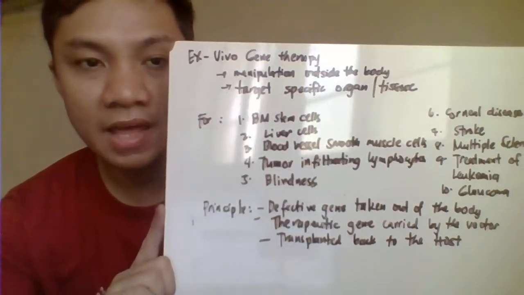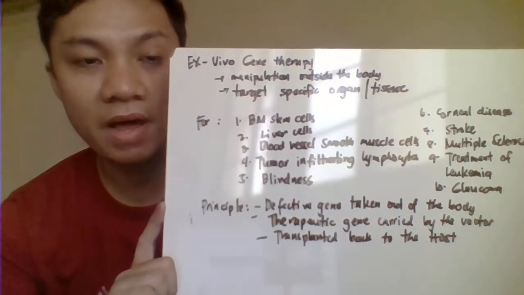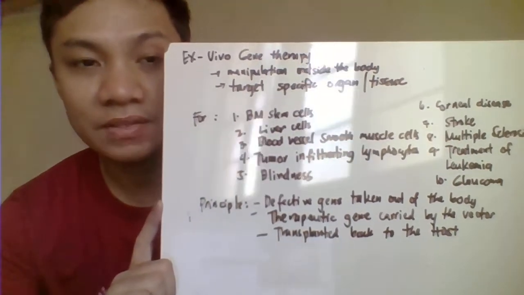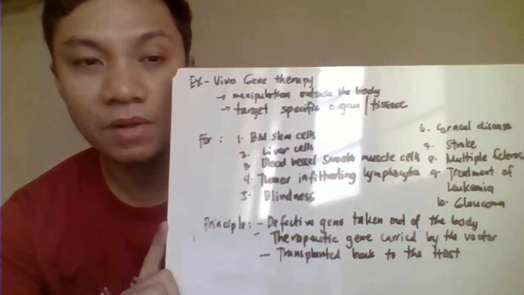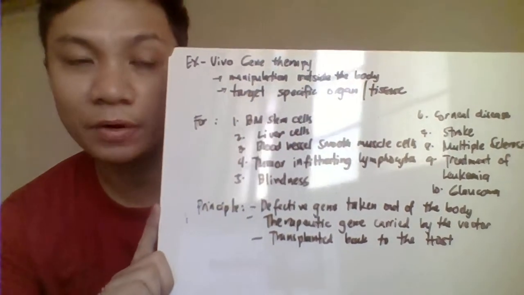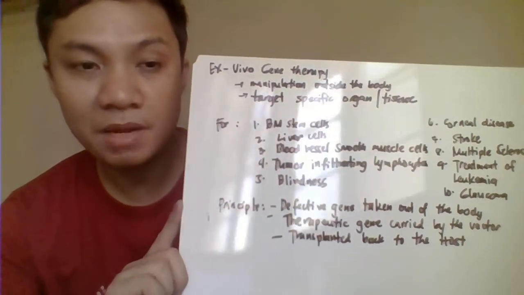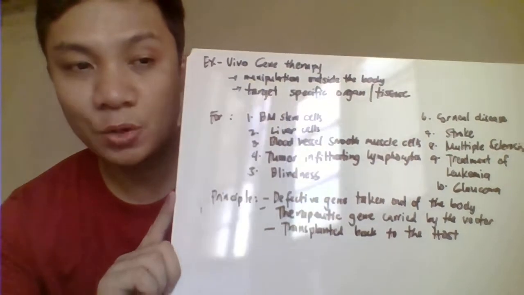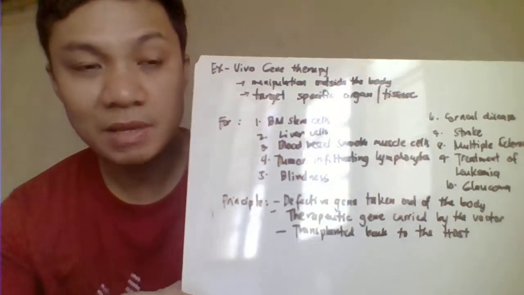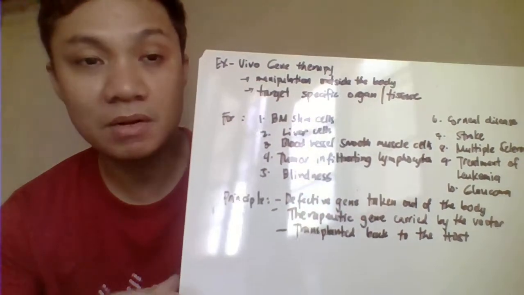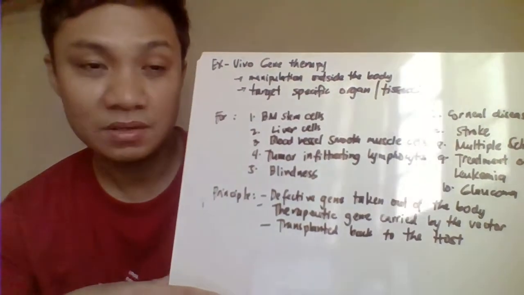Okay, then we have the first type of somatic gene therapy, ex vivo gene therapy, also called in vitro. Being in vitro, you manipulate the defective gene to correct it, but you carry that out outside the body of the host. After manipulating it by putting in a therapeutic gene carried by the vector, it is returned back to the body of the host, allowing it to grow inside the body of the host.